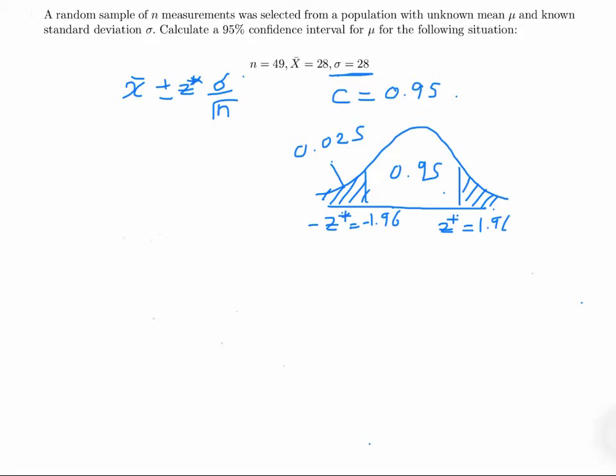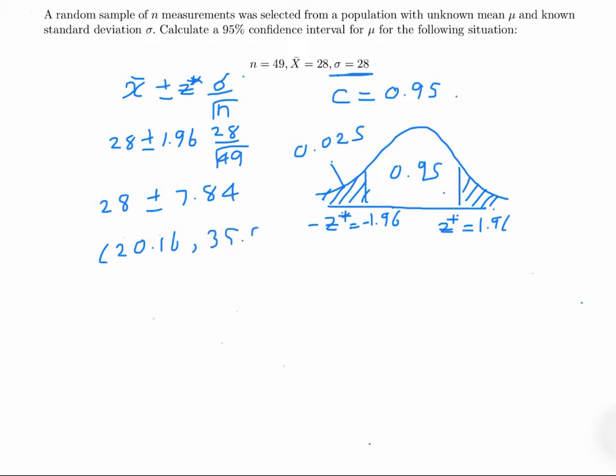Now we can plug the numbers in. x bar equals 28 plus or minus z star. Make sure you plug in the positive value here, 1.96, sigma equals 28, n equals 49, square root. So this can be simplified. This is 7.84. So we can get the confidence interval 20.16 comma 35.84. This is the confidence interval.